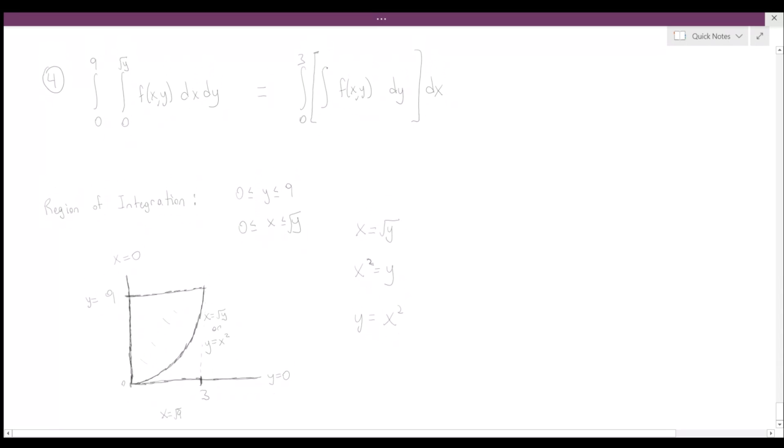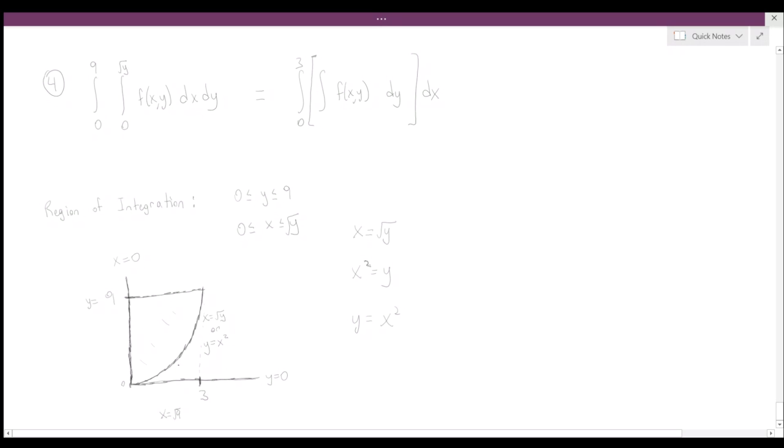And then for the bounds on the inside, so we have that y is bounded below by the parabola. So the parabola is y equals x squared. So we're going to say the lower bound on y is x squared. And then y is bounded above by 9. So that gives me the upper bound for y, okay?